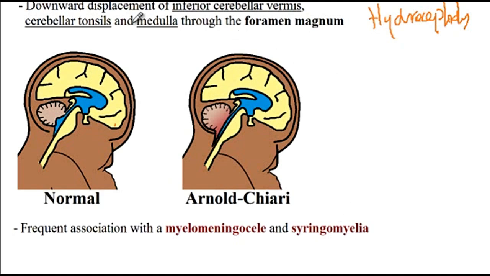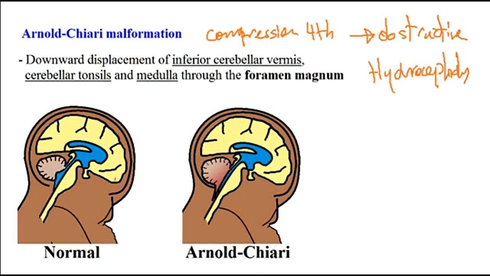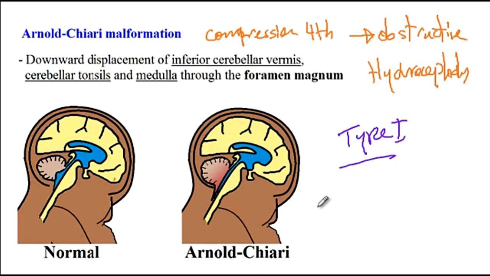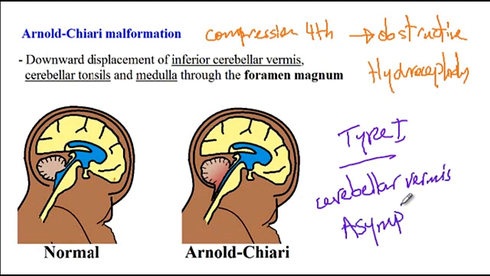Now the form that I just discussed with you is type 2 of the Arnold-Chiari malformation. There is also another form called type 1 Arnold-Chiari, which is only associated with downward displacement of the cerebellar vermis, and this condition is generally asymptomatic.